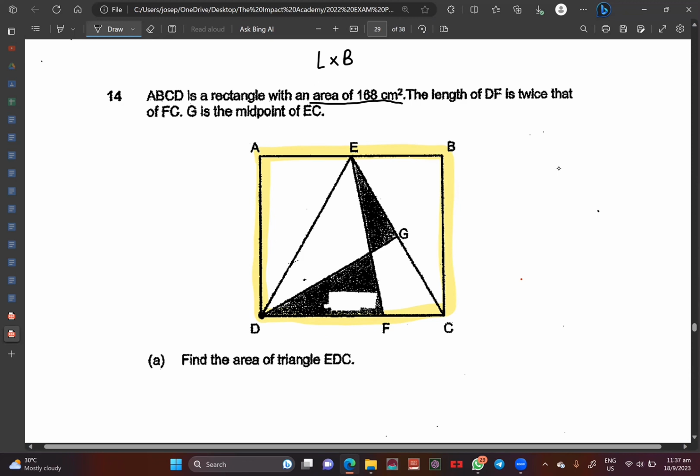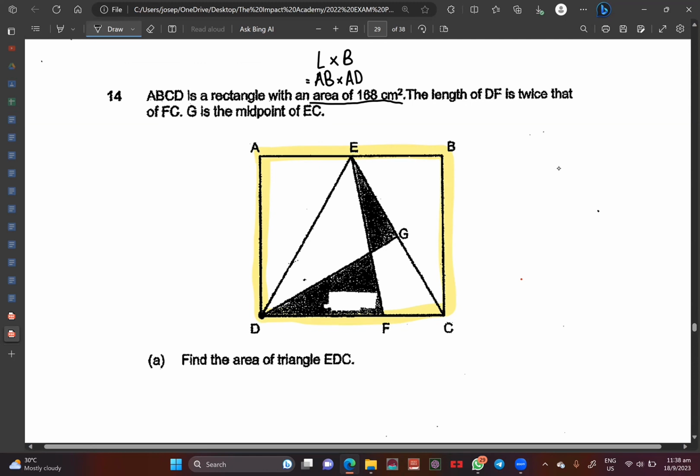So what is the length? The length over here is AB, okay? And the breadth over here, it's AD. Okay, so this is something that you want to write down first, right? Because you do not know what the measurements are, but you know it is from A to B, which is the length, and from A to D, that is the breadth.